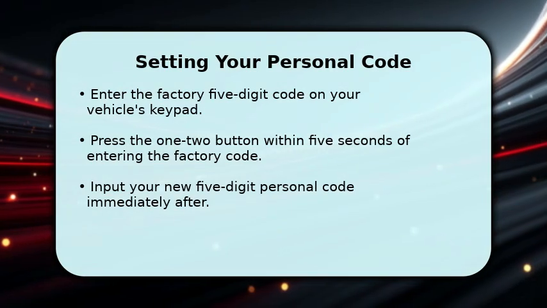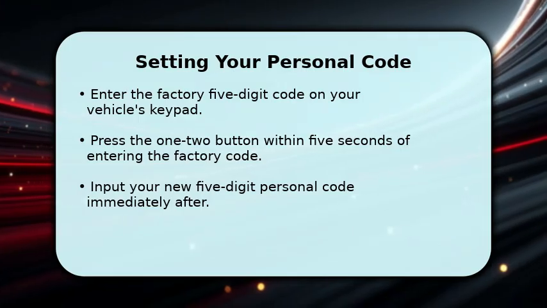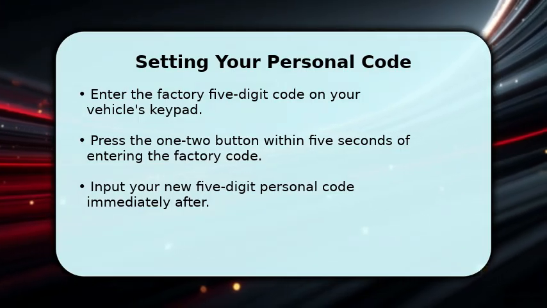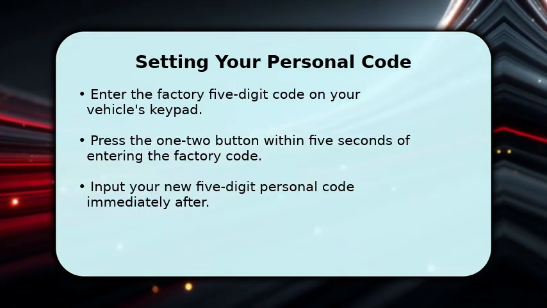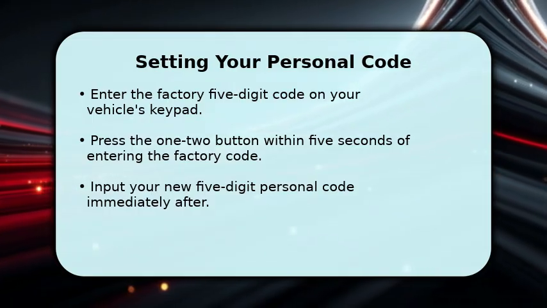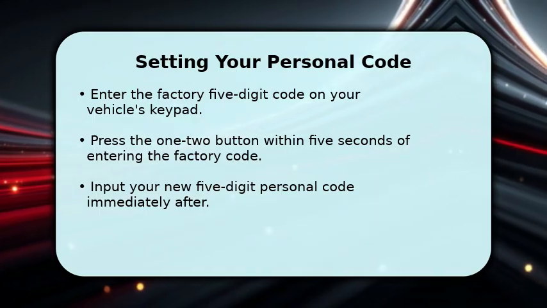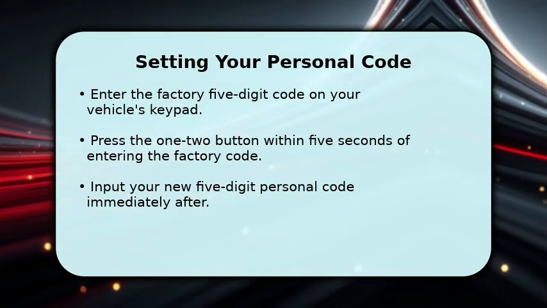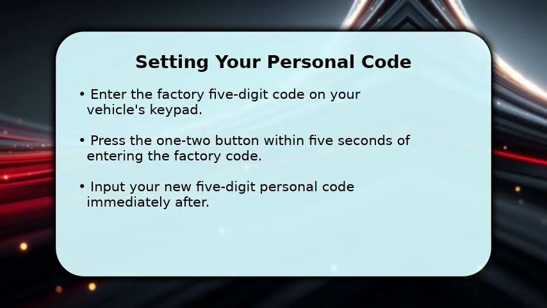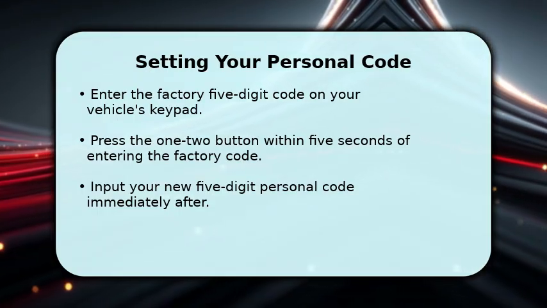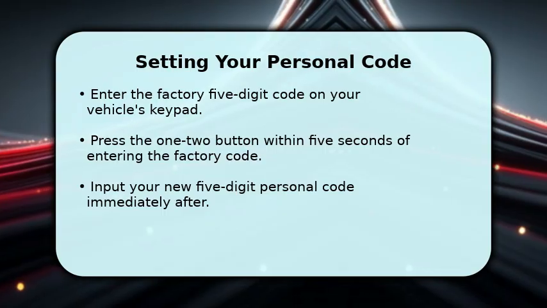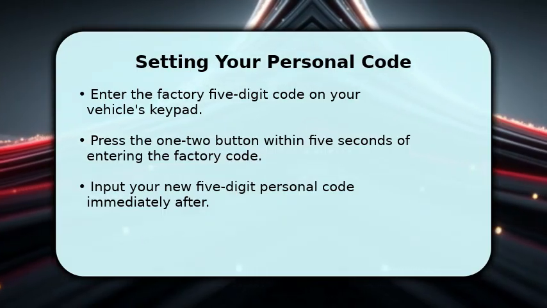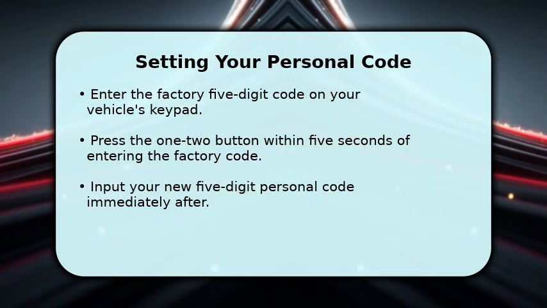Once you have your factory code, programming a new personal code is straightforward. Begin by entering the factory 5-digit code on your door keypad. Within 5 seconds, press the 1-2 button. Next, enter your desired new 5-digit personal code. Finally, press the 1-2 button once more to save it. Your vehicle's doors will then lock and unlock, confirming that your new code is successfully set and ready to use.